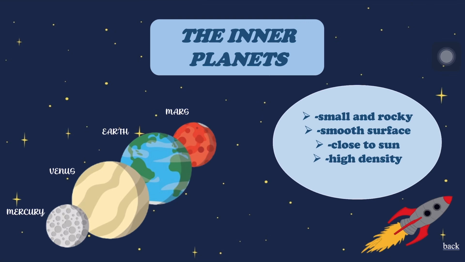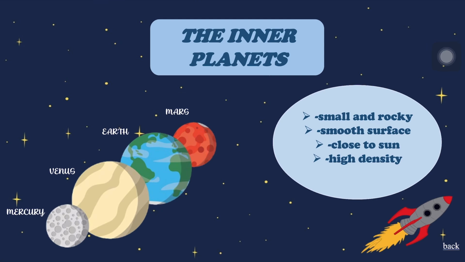Let's dive into the inner planets of our solar system, which are Mercury, Venus, Earth, and Mars. These planets are small and rocky with smooth surface. They are located close to the Sun and have high density. Notice how the labels are placed close to each planet. This design applies the spatial contiguity principle, which ensure that related text and image are positioned together and making it easier to understand their connection.